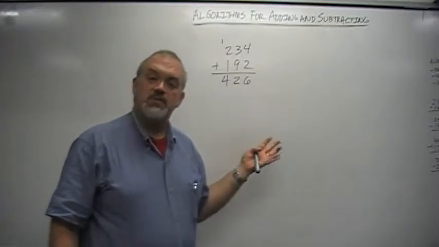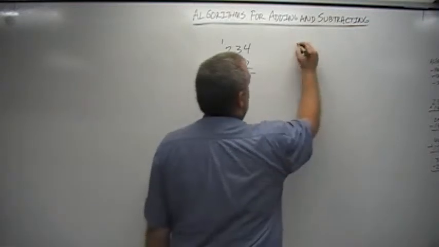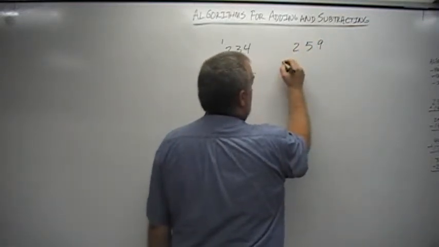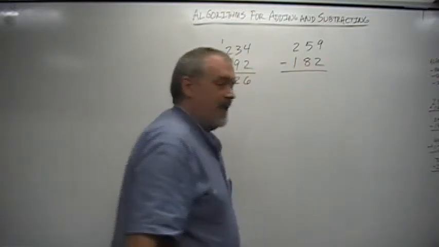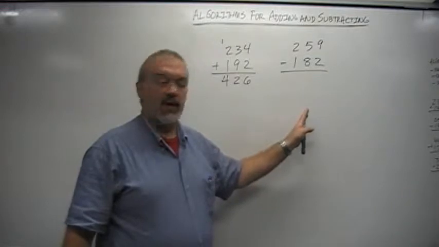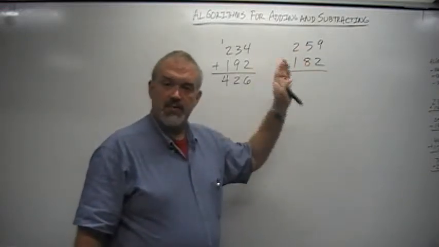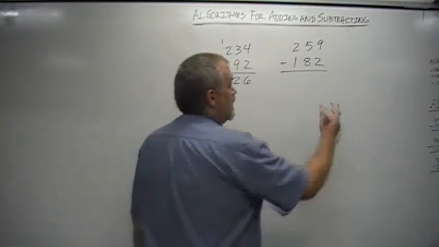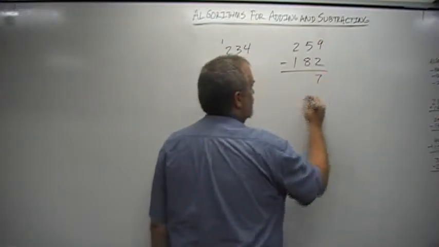An algorithm for subtraction is very similar. Here's an example: 259 minus 182. Again, I've written the numbers down vertically, and I've been very careful to line up my columns. And I just subtract one column at a time, again starting from the right. 9 minus 2 is 7.